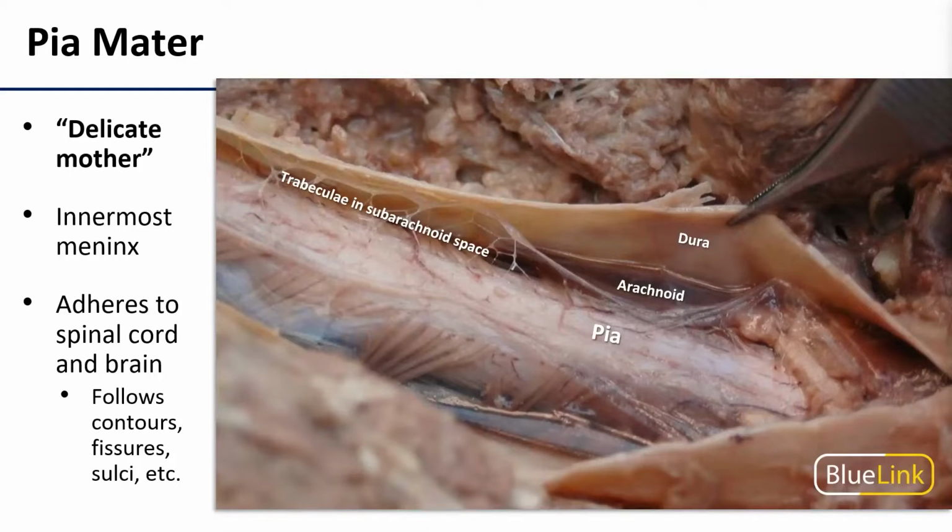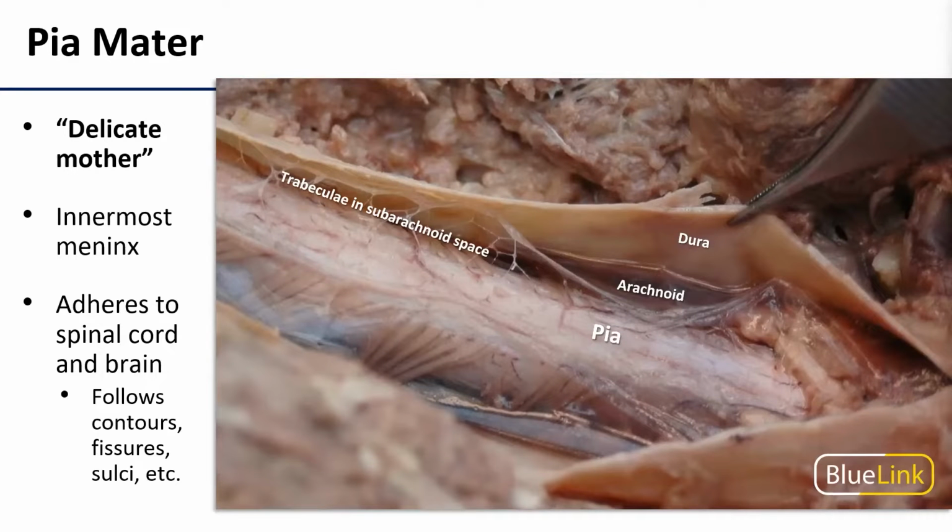All right, we are finally down into the pia mater, or the delicate mother. It is the innermost meninx, and it adheres very tightly to the surface of the brain and the spinal cord. It adheres so tightly, in fact, that we can't dissect it away. We simply know that it is there from looking at histological preparations.